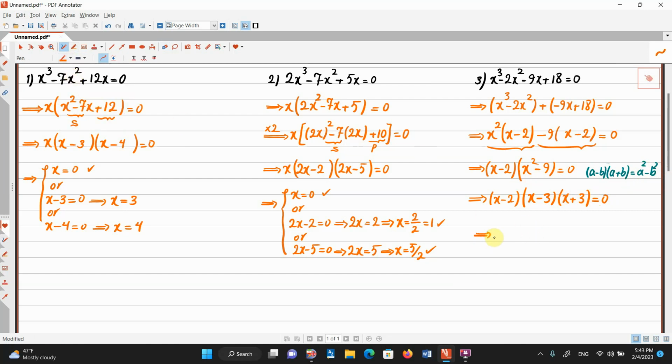Then you can claim the product of three factors has become equal to 0. Using the zero product property, we can say at least one of these factors equals 0. That means x minus 2 equals 0, or x minus 3 equals 0, or x plus 3 is equal to 0. Solving the first one will result in x equals 2, the second in x equals 3, and the third in x equals negative 3. These are the solutions of this equation.